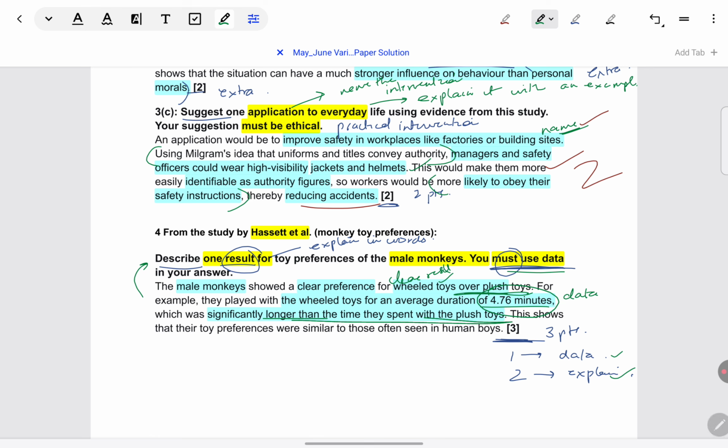Now again, this I feel is extra. This is a little additional. They mention that toy preferences are similar to humans. Yes, it is something that is being indicated by the result, but I remember in the last answer I was giving you the distinction between result and conclusion. This, in my opinion, is more of a conclusion.